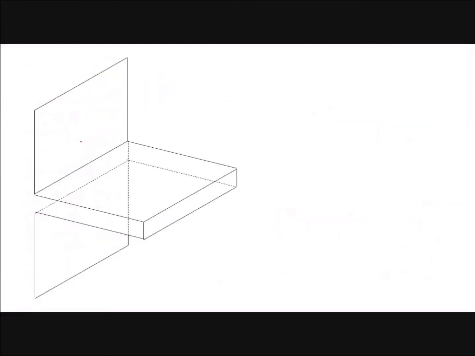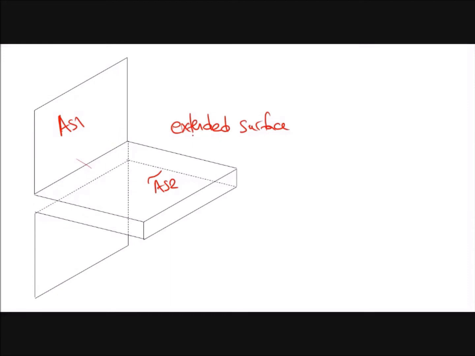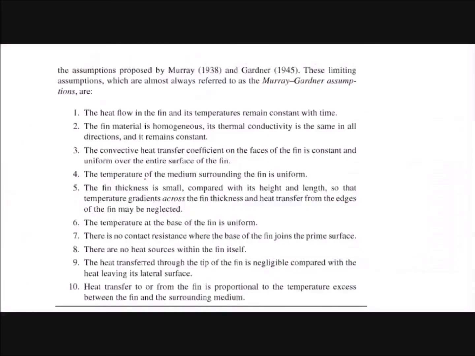What we are doing here is adding surfaces to that base. This is called extended surfaces. In other words, we are extending the surfaces. If you have A_s1, it adds one more, which is A_s2. So you have more surface area, and then you have better heat transfer. This extended surface is called the fin, and it's also called the rib. These are different names for one thing. We could have different shapes and forms of fins, with different efficiencies. We will talk about that, but now let's talk about the applications of the fins.